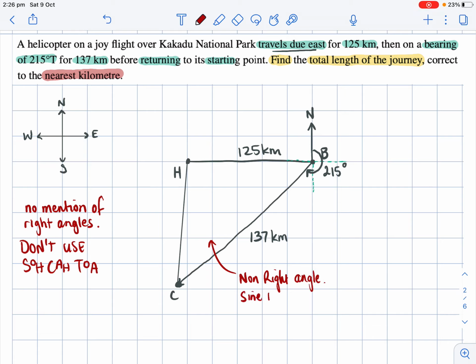So my brain's already going into a space where it's thinking sine rule or cosine rule. Which one? I don't know yet, because at the moment I've got two side lengths, but I haven't got any angles in my triangle yet. So now what I do is I go into the analyse part. I'm thinking, what can I get out of this? What can I add to this diagram that I don't already have on there?